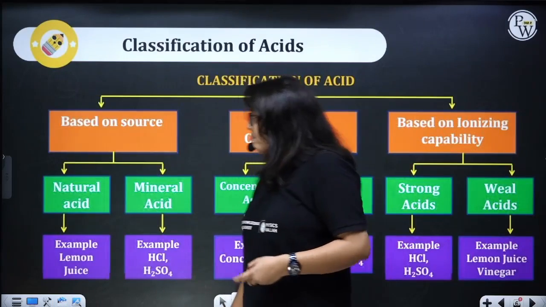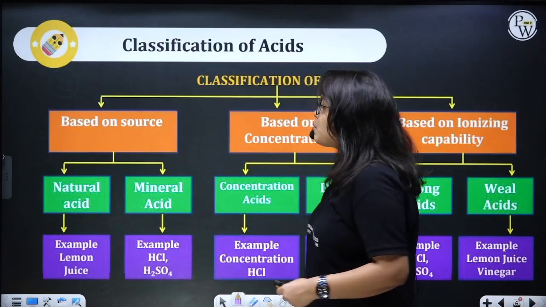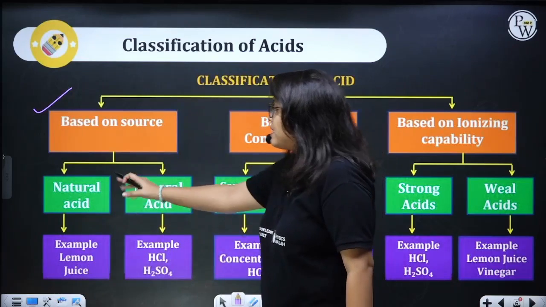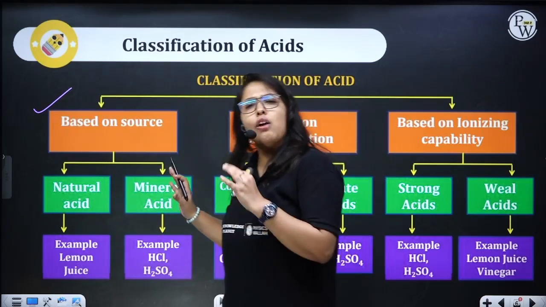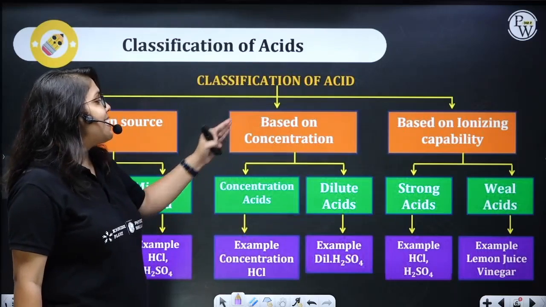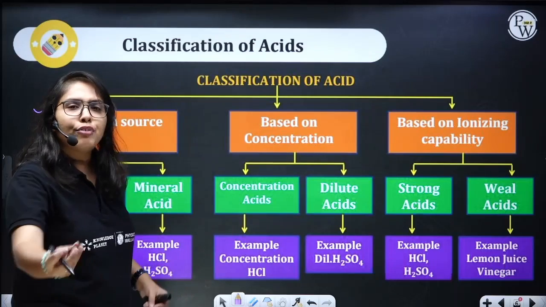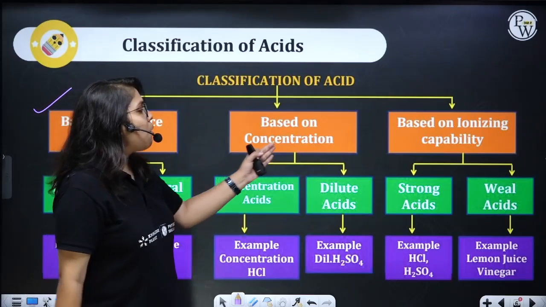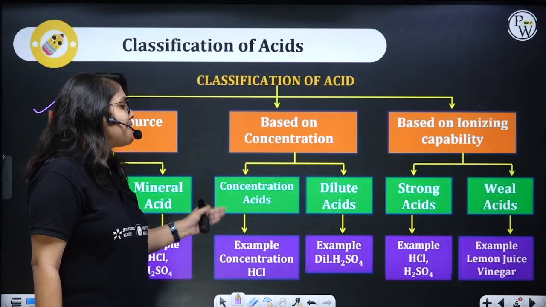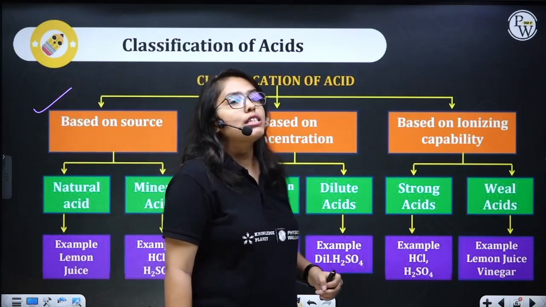All right. Now, the classification of acids is really interesting. Based on source we know that it is of two types, that is, natural and mineral, and we are already aware of their examples. Now, talking about based on concentration, we will study that in detail in another few minutes. But let me tell you, based on concentration, they are again of two types. They are concentrated acids or dilute acids.